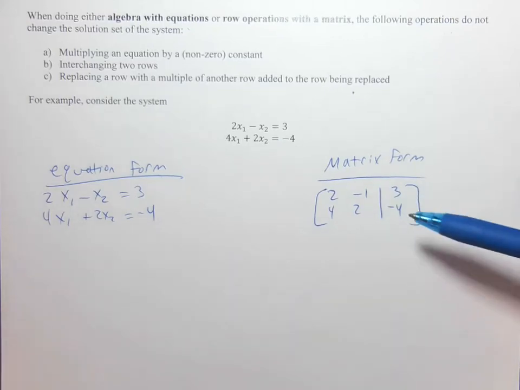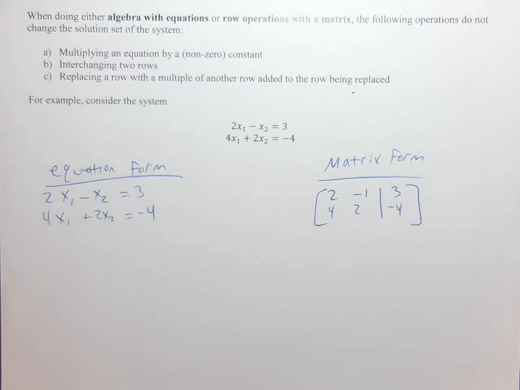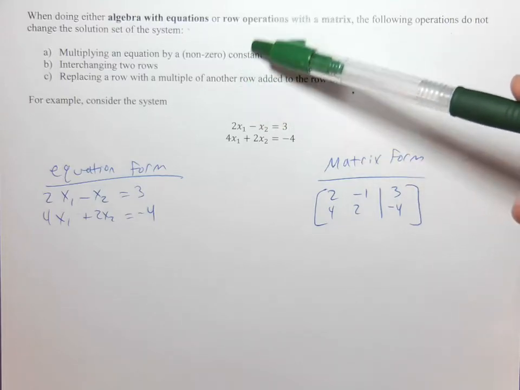Right? You basically just get rid of the variables, and the equal sign is now just a vertical line. It's just nice. You're just focusing on the numbers rather than the variables, right? Okay. I'm also going to go through each one of these things and show what they mean.